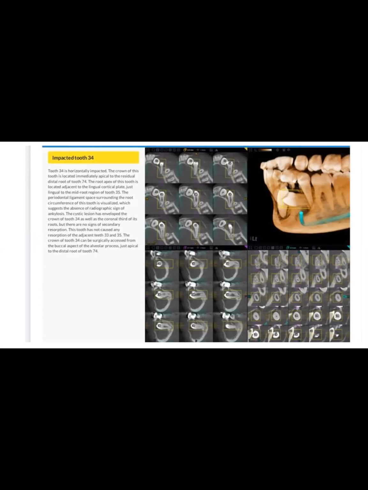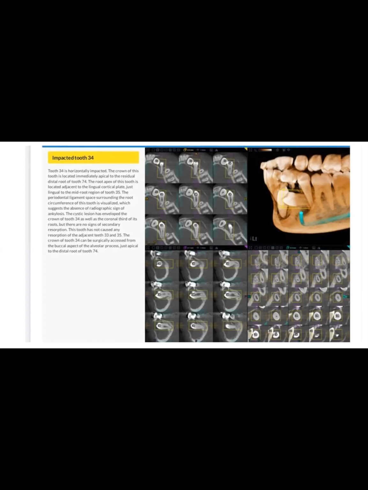So 34 is horizontally impacted. The crown of this tooth is located immediately apical to the residual distal root of tooth 74. The root apex of this tooth is located adjacent to the lingual cortical plate, just lingual to the mid-root region of tooth 35. The periodontal ligament space surrounding the root circumference of this tooth is visualized, which should suggest the absence of radiographic sign of ankylosis.